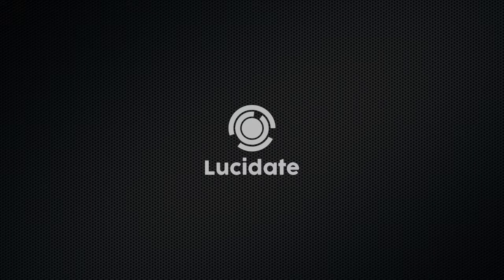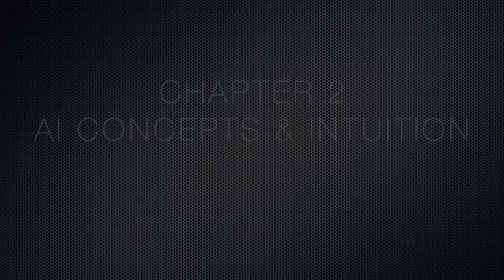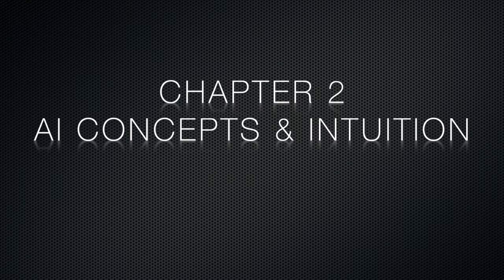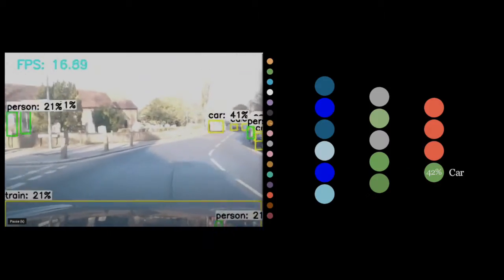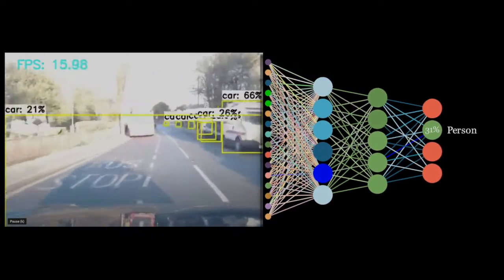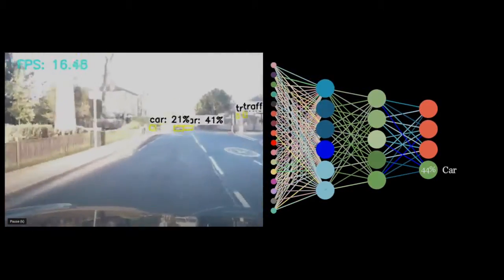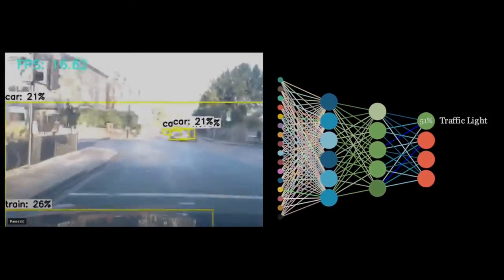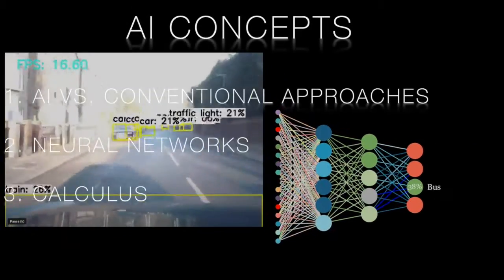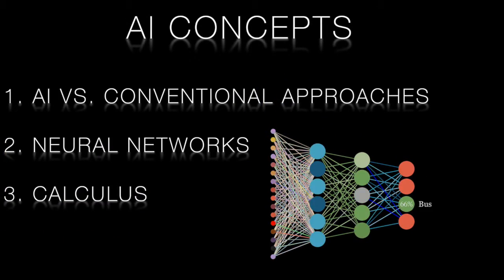In this video, we'll look at the concepts and intuition that underpin popular AI methods. We will examine neural networks, a popular AI technique for classification problems. This includes computer vision, where we identify and classify objects based on pixel intensity. In this video, we'll look at how modern AI techniques differ from conventional computer programming.